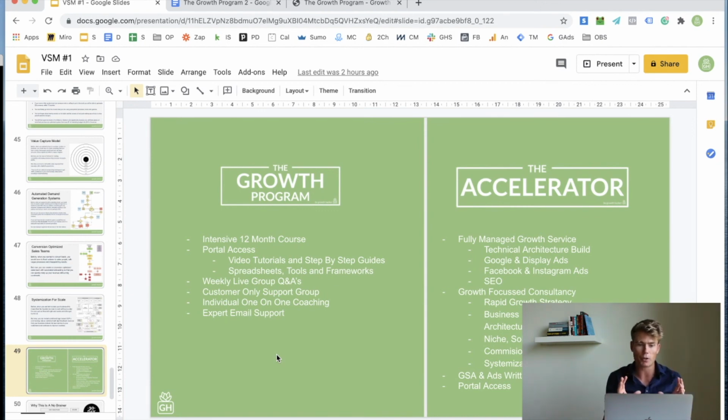But we have the growth program, which is an intensive 12-month course. It combines group consultancy with information products. You will get access to video tutorials, which will take you step by step through everything that we've talked about here in 8 modules. There is hours and hours of content on there. The spreadsheet, tools, frameworks, it's all there. You'll have weekly live group Q&As on Zoom with myself. And then there is also a customer-only support group as well, okay, where you can ask for help on Facebook, and we get a bit of a community going in there as well.